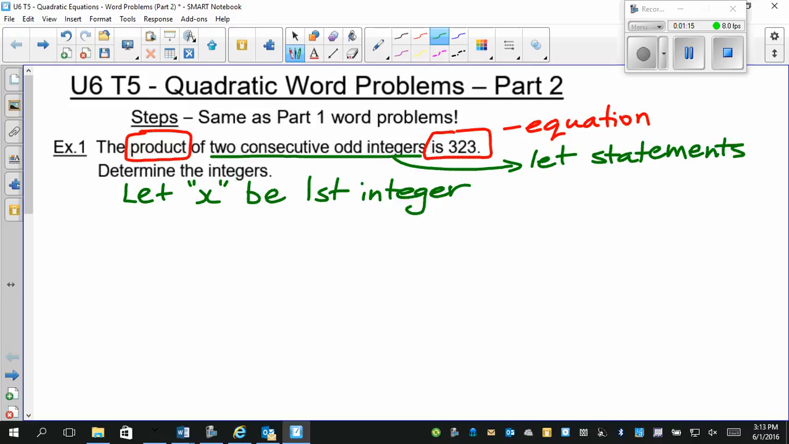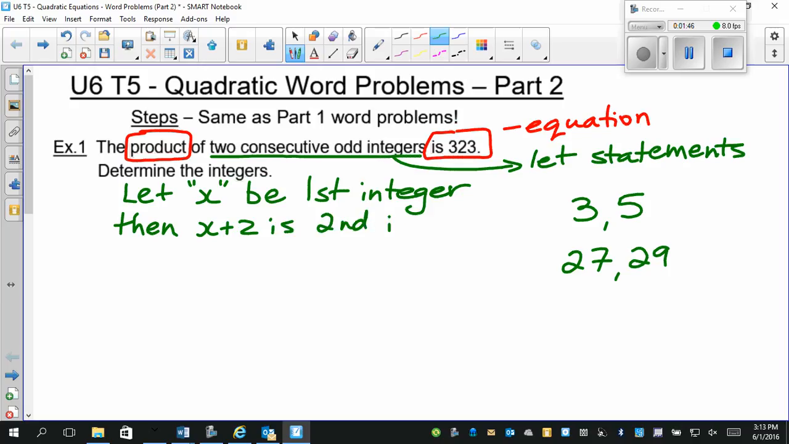And if it's two consecutive odd integers, if they're consecutive, then we're talking about like 3 and 5 are consecutive odd integers, or 27 and 29 are consecutive odd integers. So if x is the first integer, then x plus 2 is the second integer. So if you're trying to find the next consecutive odd integer, you're just adding 2 to the original integer. Okay?